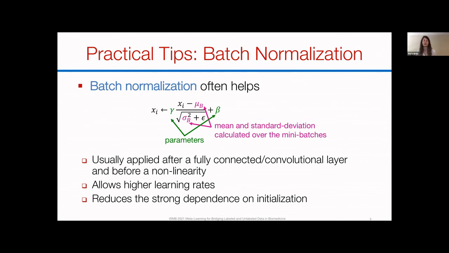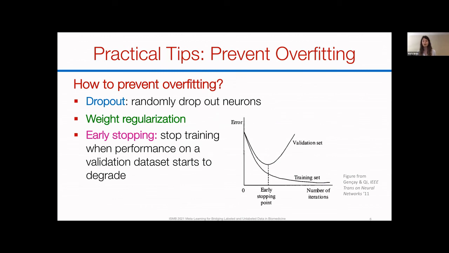So how to prevent overfitting? One regularization strategy is dropout. The idea in dropout is to randomly drop out neurons during training with some probability. That forces the model to avoid relying too much on a particular set of features, because it is forced to also explore other features. Another strategy to avoid overfitting is weight regularization. This ensures that the weights are not too large, and it usually boils down to incorporating L2 or L1 regularization in the objective function.